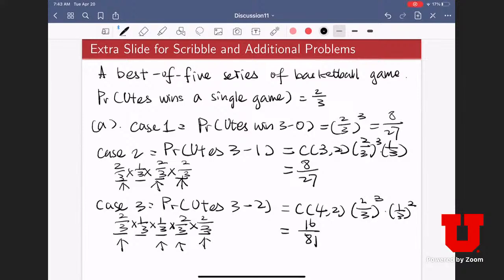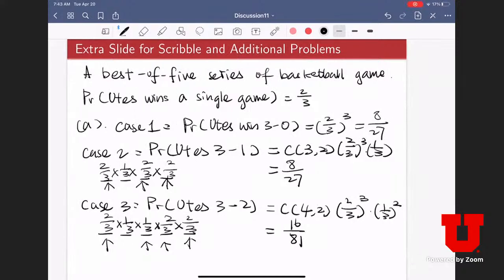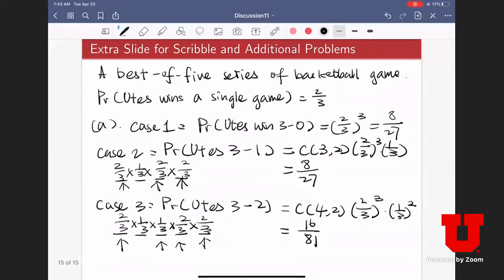Any other questions so far? All right, so let's look at part B. It says, what is the average number of games needed to decide the series with either team winning?